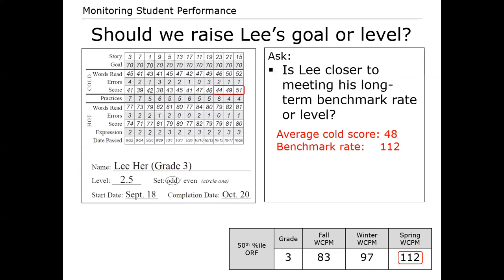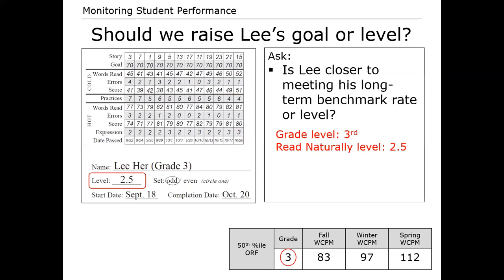Well, his average cold timing score right now is 48 words correct per minute. That's his most recent average cold timing score. We want him at 112. He has to more than double his cold timing rate in order to be where his peers will be in the spring. That's a lot. He's got a long way to go from a rate standpoint. But Lee is a third grader working in level 2.5. So he's only half a grade level below his peers right now. Okay.